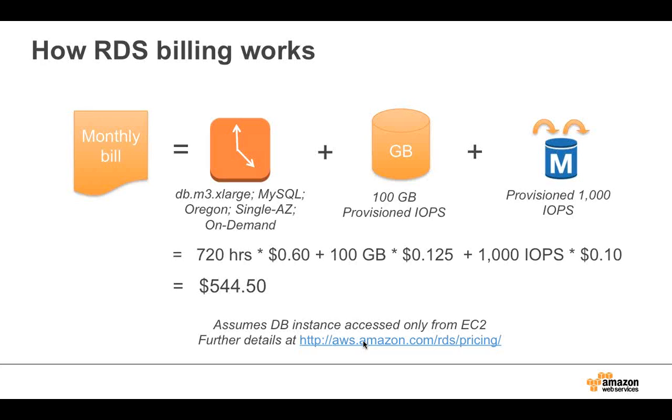So the on-demand price for a db.m3.xlarge instance in that particular region is 60 cents. Each gigabyte of provisioned IOPS storage costs 12.5 cents, and each 1,000 IOPS you choose to provision costs a dime. So if we assume that there's 720 hours in a month, your monthly bill works out to about $550. Remember that this is an all-in price.